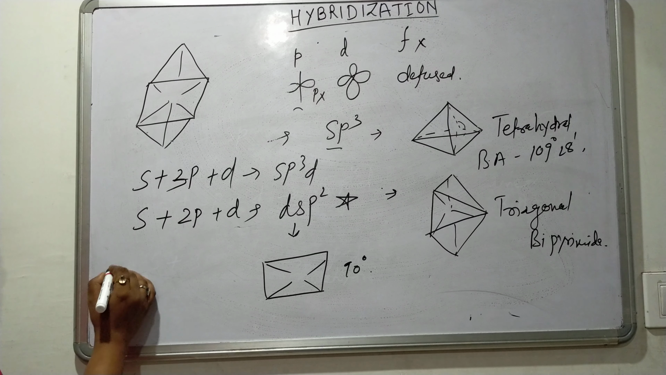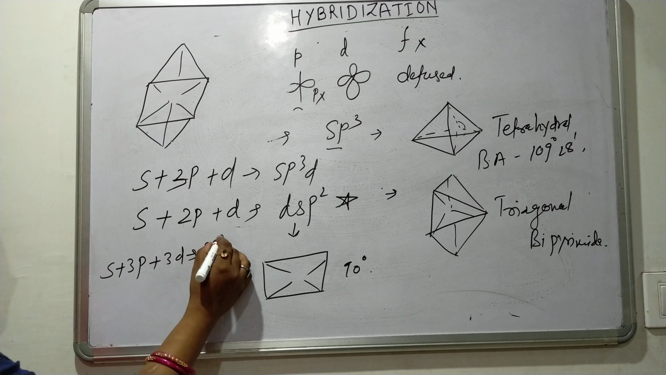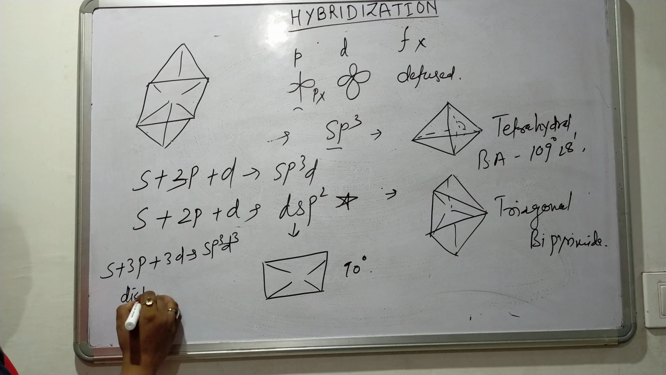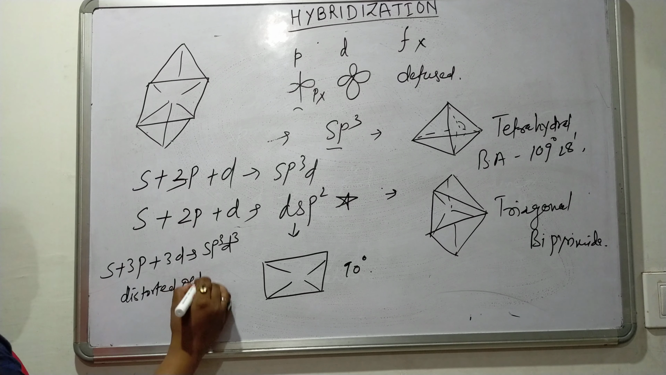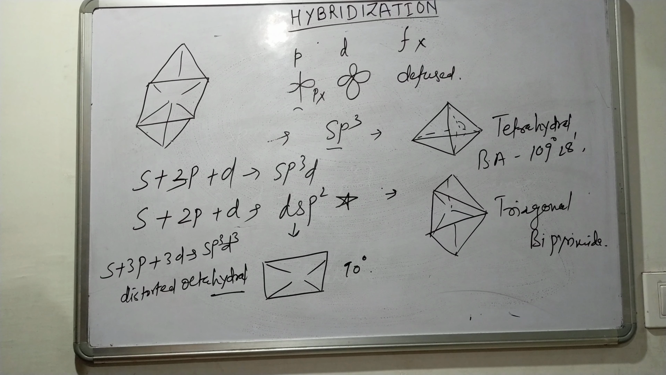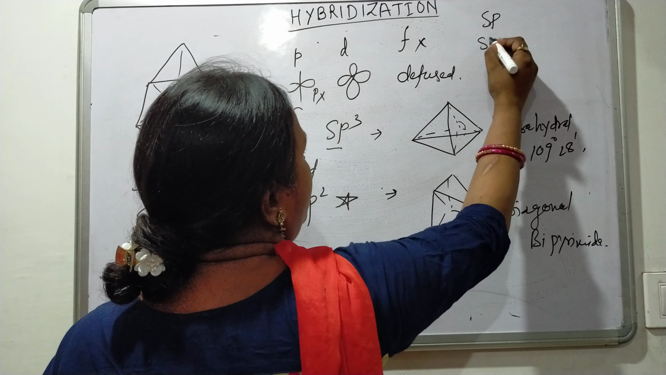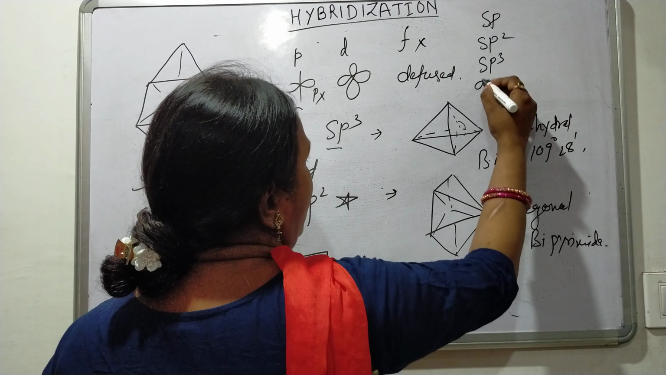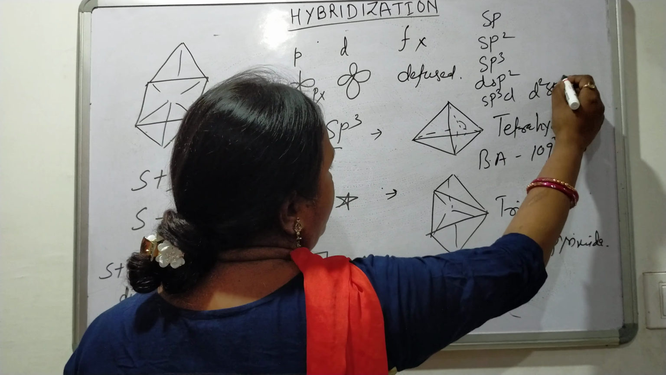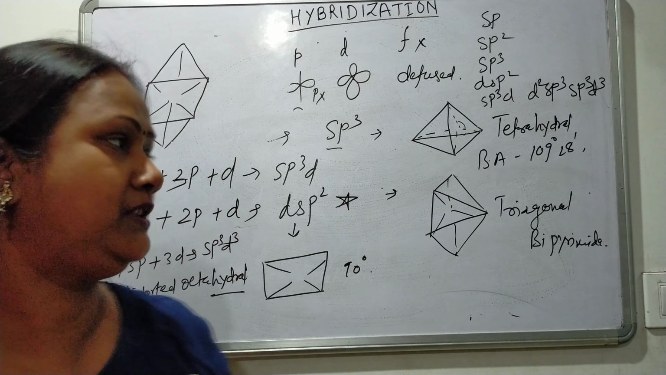Another special case is 1s, 3p and 3d, which gives sp3d3. This structure is distorted octahedral. This is all about hybridization, in which we got these types: sp, sp2, sp3, dsp2, sp3d, sp3d2 and sp3d3. These are the different types of hybridization we have studied.